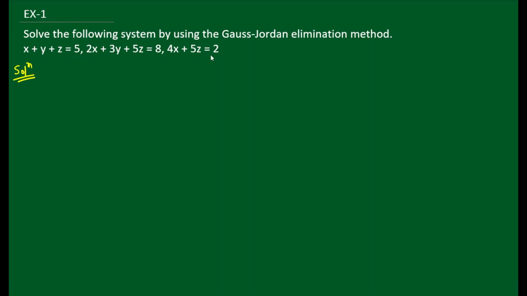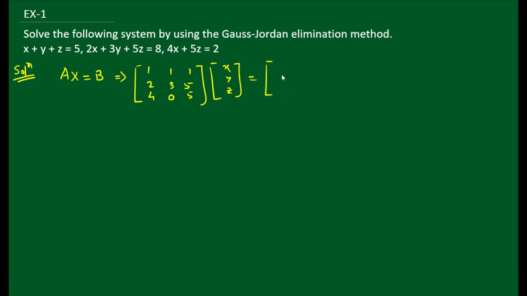Here we have taken a system of equations with 3 variables x, y, z. First we have to write the whole system in matrix form. So let us write these 3 equations in matrix form, which is AX equals B. Here A is 1 1 1, then 2 3 5, then 4, y is absent here so 0, and then 5. X is the column matrix of variables, 3 variables are here, and on the right hand side we write the constants, which are 5, 8, and then 2.